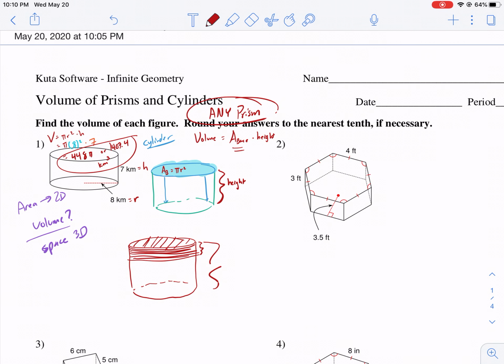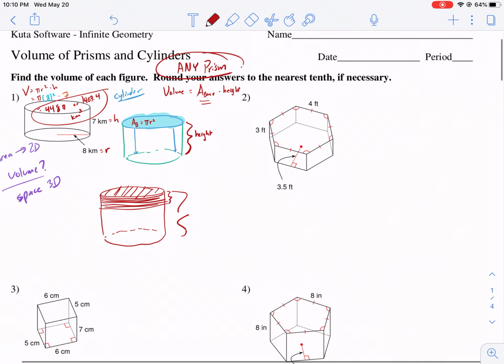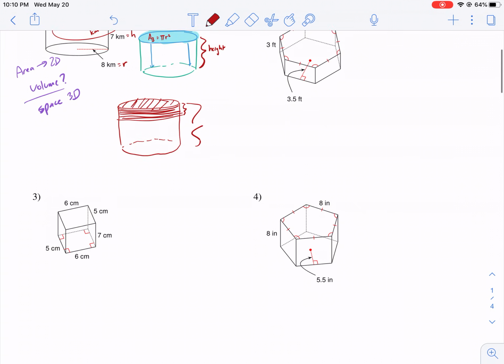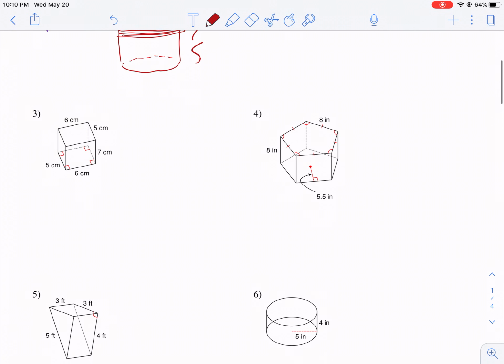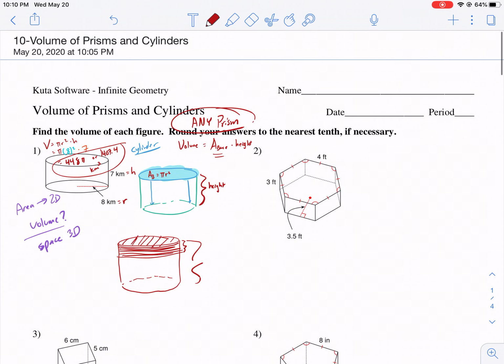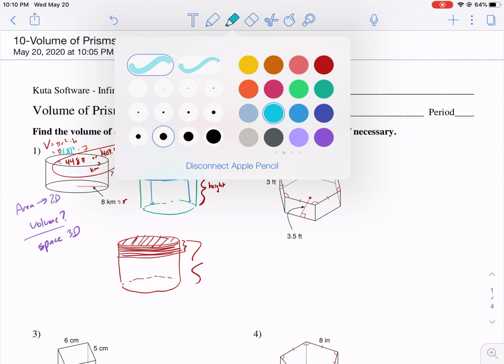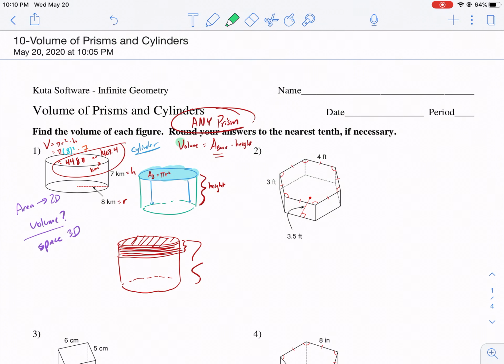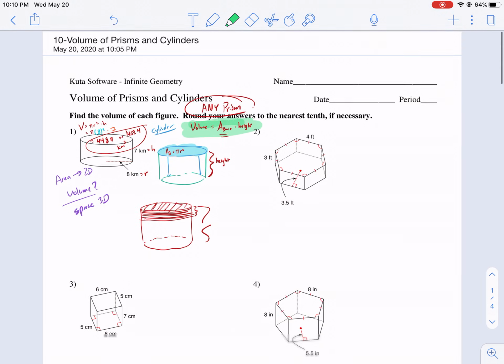That is one gigantic cylinder, is all I'm saying. Let's do a tough example next. All of these are going to apply by the same formula, by the way. So if you're wondering, what do I do for the cube? Well, you're going to apply the same formula. You're going to take the area of the base times the height.